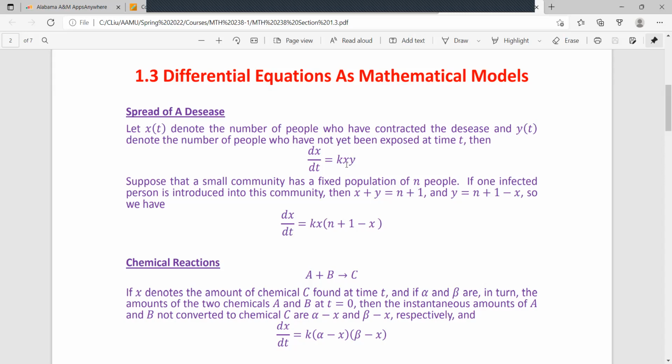That means the more people you got contracted, the larger the rate of change will be. So if you have a lot of people contracting the disease in the society, then it is likely that the disease will spread more rapidly. But it's also proportional to the number uncontracted, because the contact becomes more. Okay, so that makes sense.